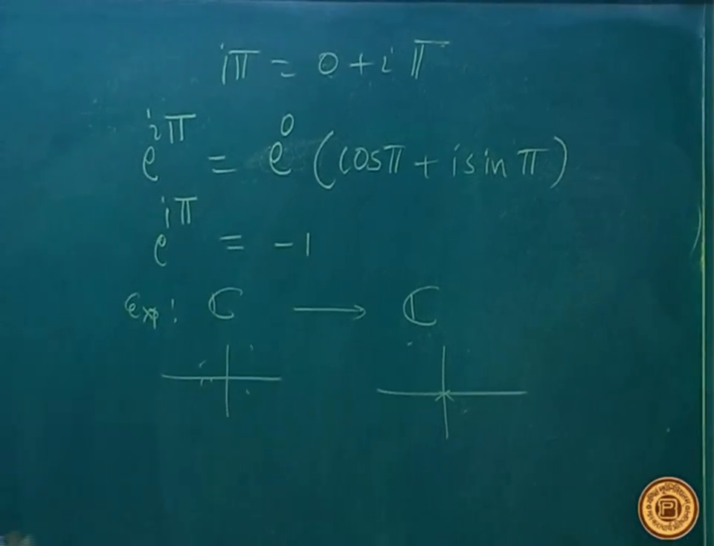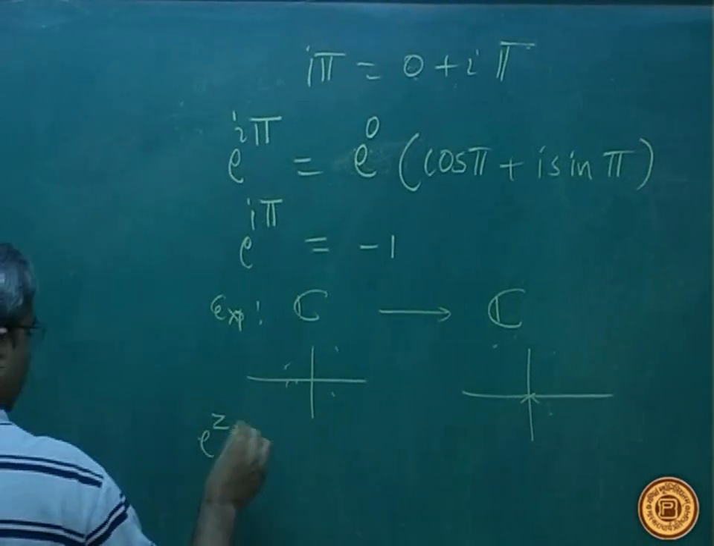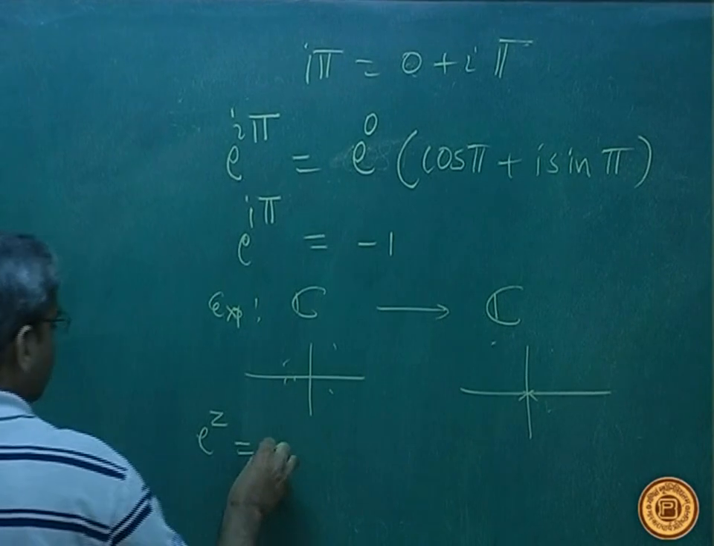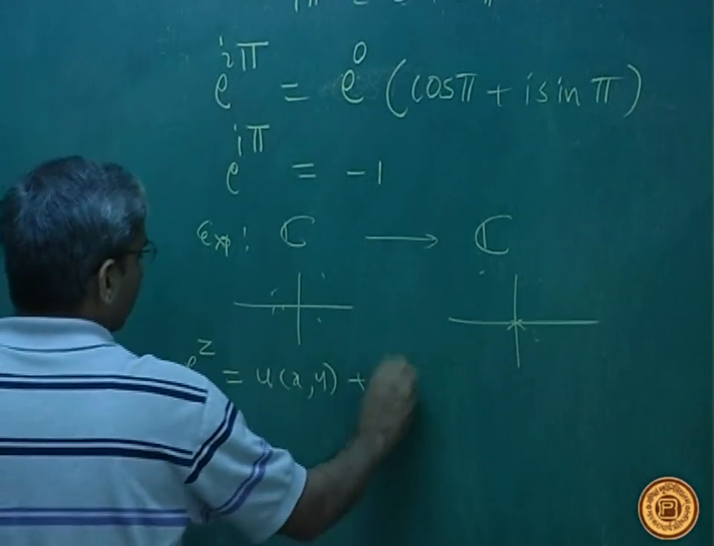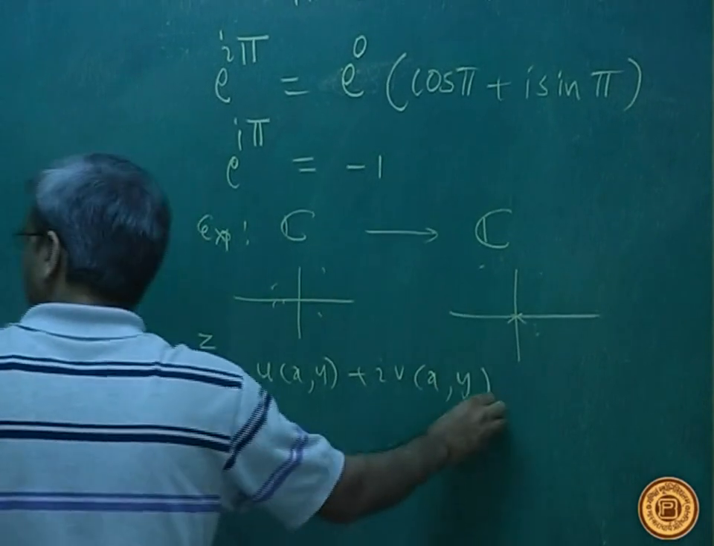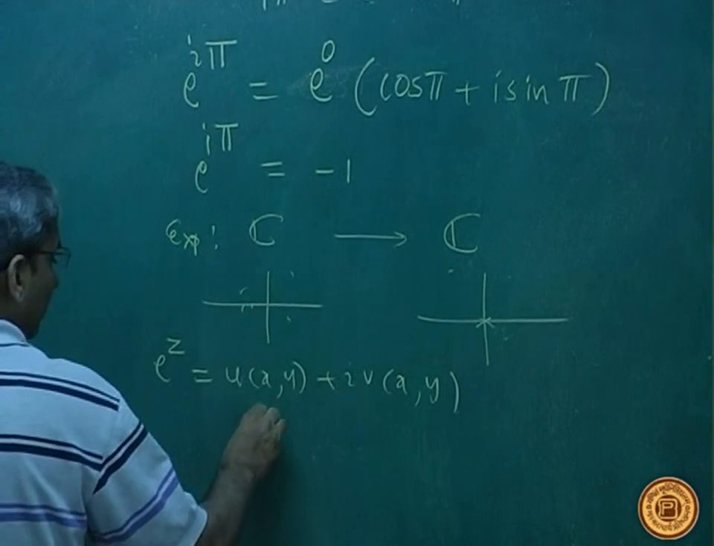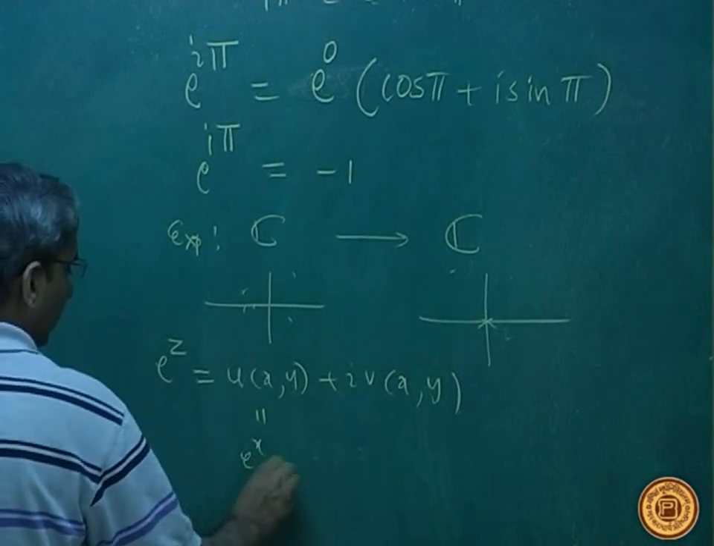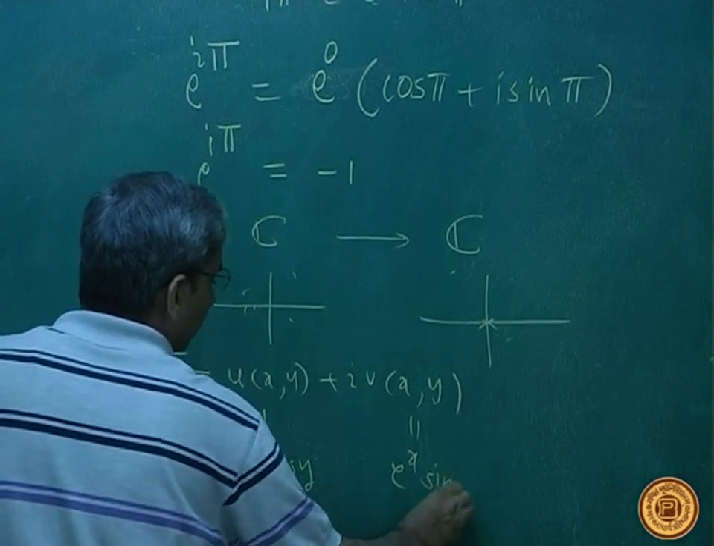What is the real part of this function? So e to the power z, if we want to express it as u(x,y) plus i times v(x,y), we have found it like that, it is readily there. So u(x,y) is nothing but what? e to the power x cos y, and v(x,y) is e to the power x sin y.